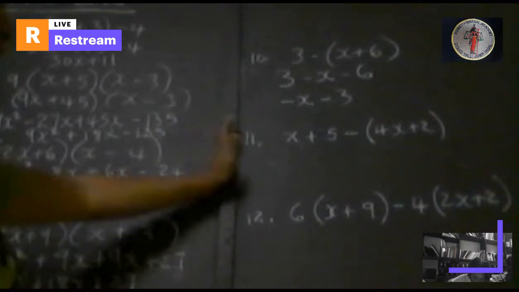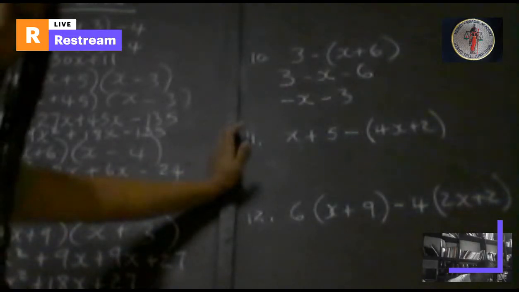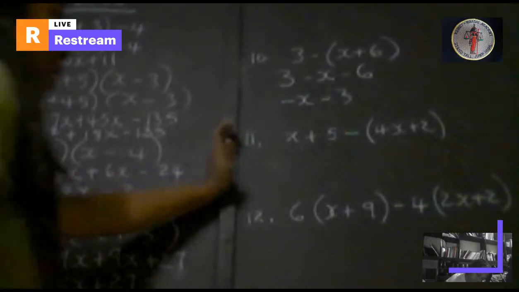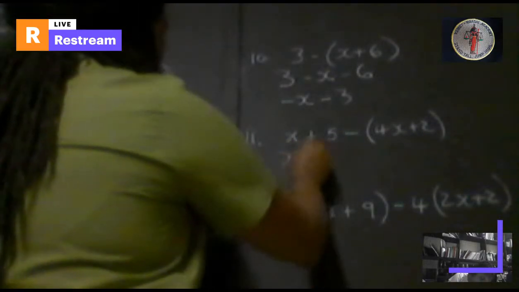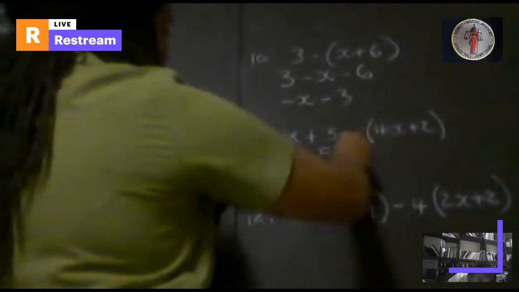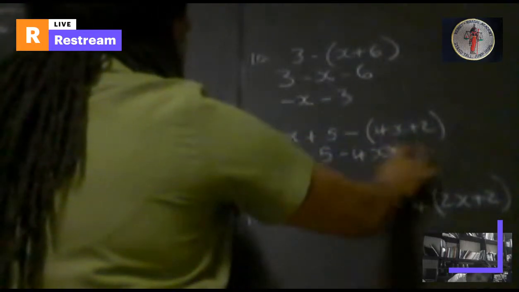All right, how about number 11? We have x plus 5 minus bracket 4x plus 2 bracket. The x and the 5 would stay, and then we'll use the negative 1 to multiply what's in the bracket. So we write down the x and the 5. Negative 1 times 4x is negative 4x. Negative 1 times 2 is negative 2.